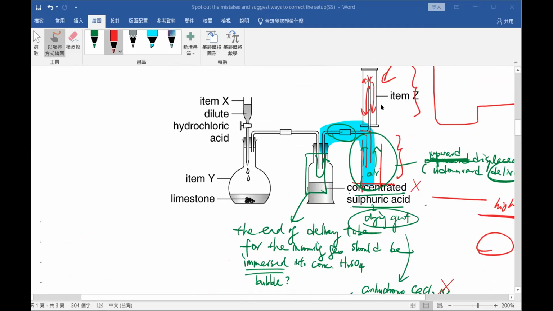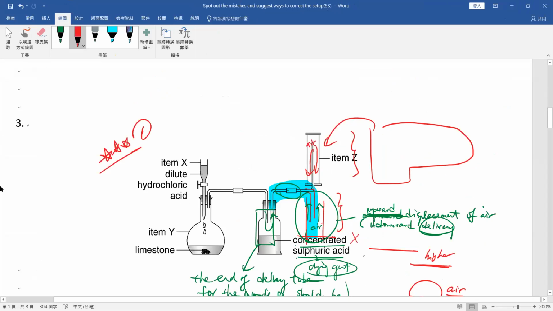While for the collection of gas, upward or downward delivery or collection underwater, all of those should go back to the nature of the gas. So this is a very important setup that I would like to address to all of you. For this type of graph, you need to separate it into 3 parts, and very often the mistakes will be found in any one of the parts.